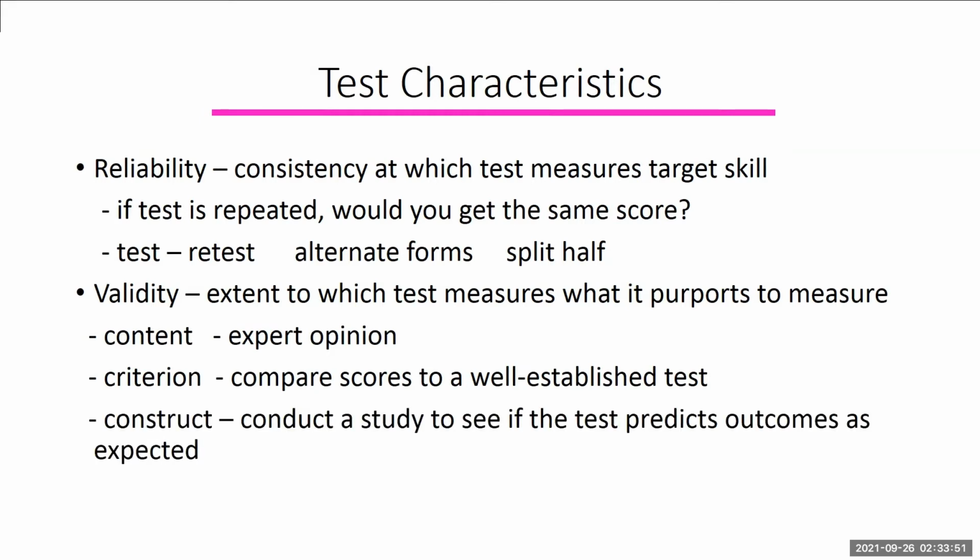Construct validity occurs when a research study is conducted to see if the test predicts outcomes as expected. If matched groups of kids are split into a 6-week vocabulary program versus a 6-week math program, the scores on the test should improve more in the vocabulary group.